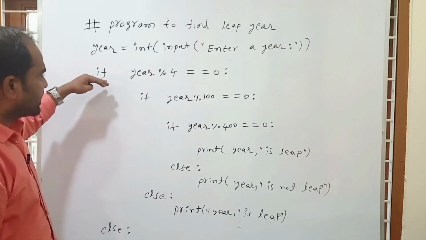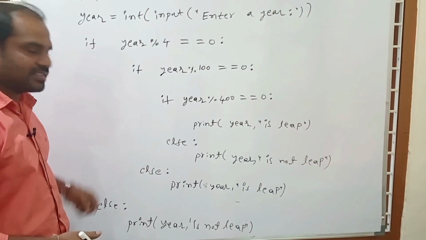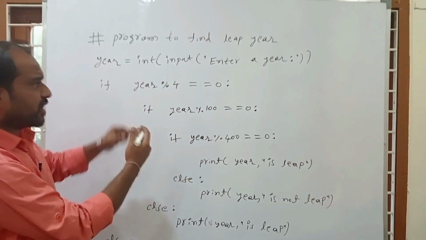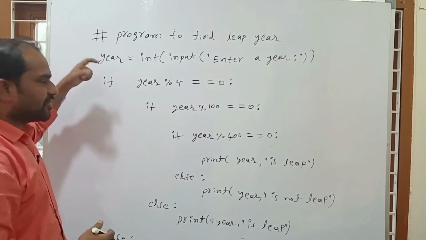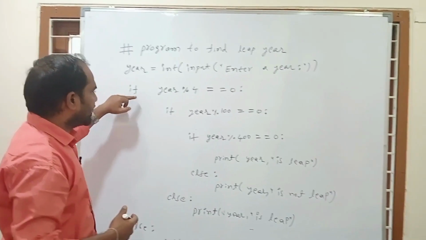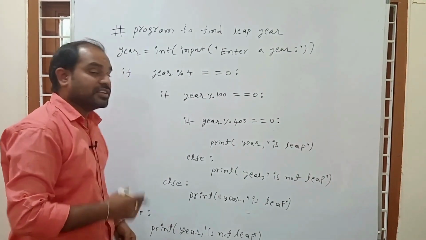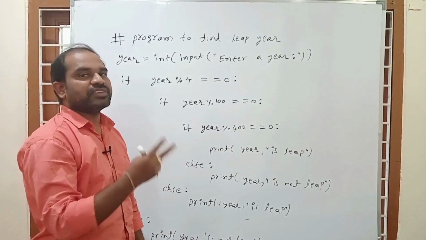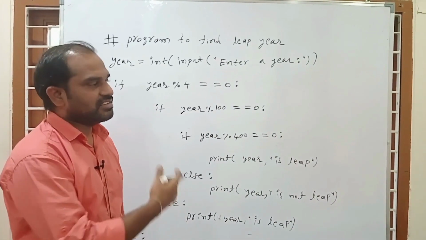So how many lines are taken here? So 1, 2, 3, 4, 5, 6. So almost every line is counted. However this is required. So after taking the input, to check whether that year is a leap year or not, see 1, 2, 3, 4, 5, 6, 7, 8, 9, 10. So 10 lines are taken. We can complete this program using 4 lines with multiple conditions. Right? We will see it in the next.